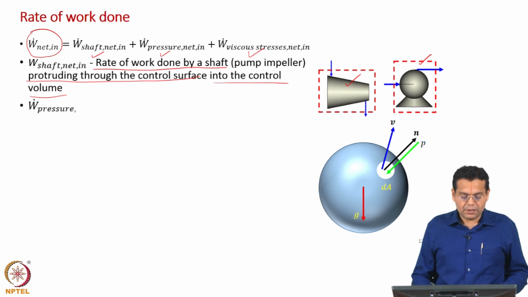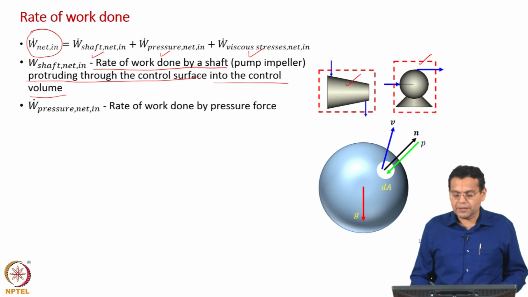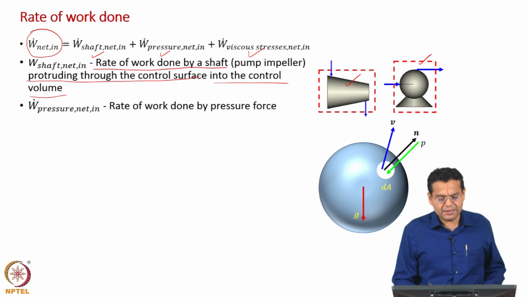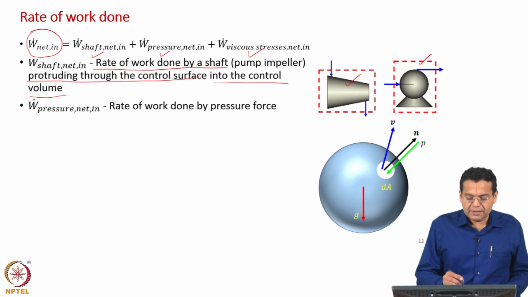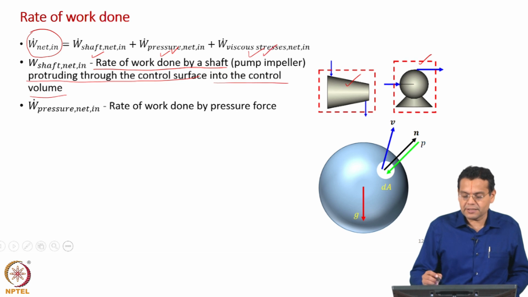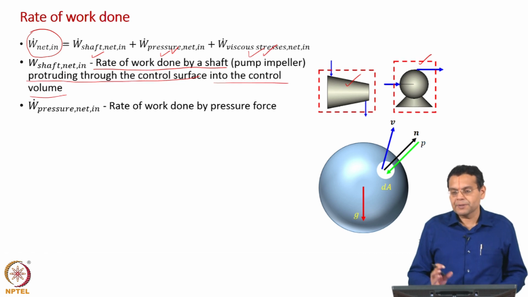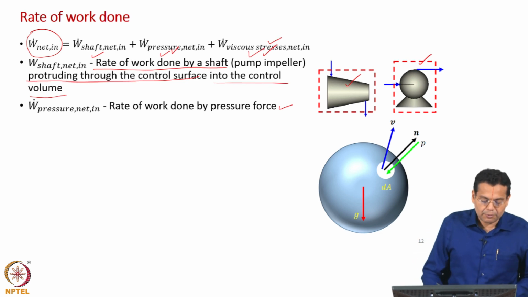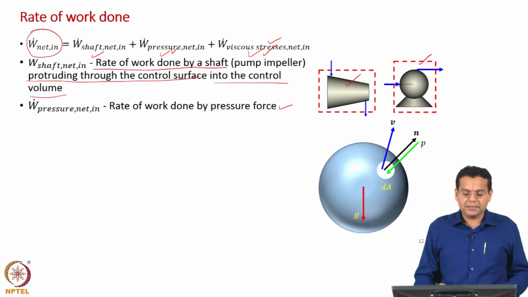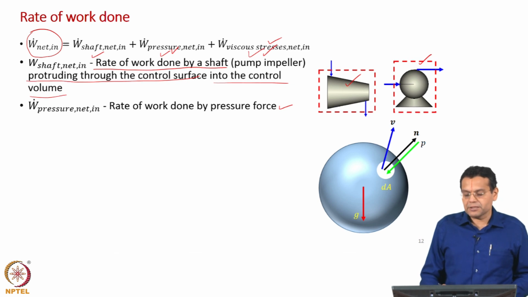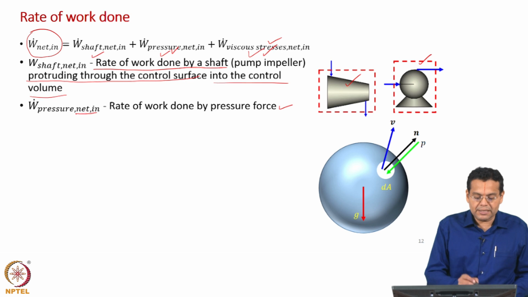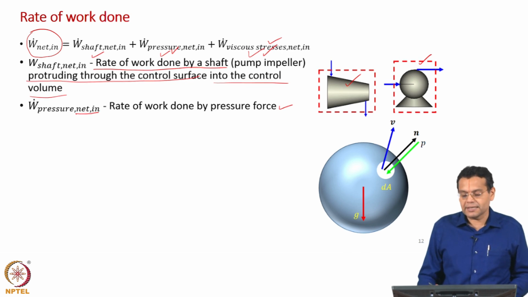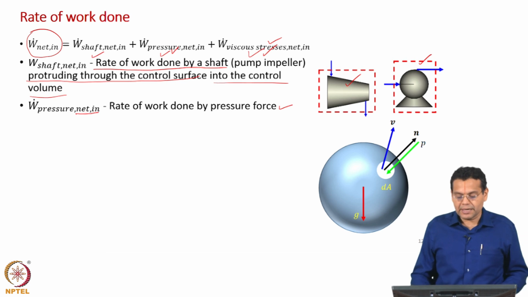Now, coming to the next term, which is rate of work done by pressure force. I would also like to mention a very fine point: when we say pressure we say viscous stresses here, because pressure is also force per area, and viscous stress is also force per area. When we say pressure force, here we say viscous forces. Now, W dot pressure net in represents the rate of work done by pressure force. Of course, net is understood, in is understood, and that is not mentioned in the right hand side. Let us see how we express this rate of work done by pressure force.